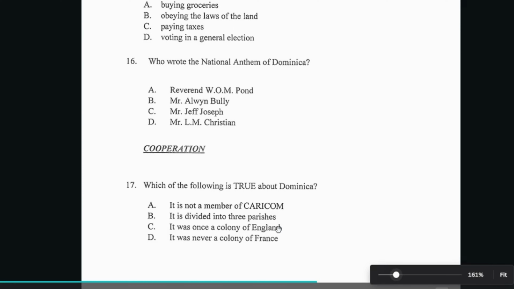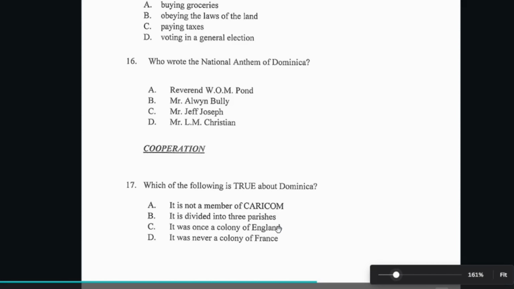Moving on to 23. This person was once the head of a communist slash socialist form of government. We have A, Sir Arthur Lewis, B. President Fidel Castro, C. Marcus Garvey, or D. Dr. Eric Williams. Now you have four names here. You need to know who these people are.